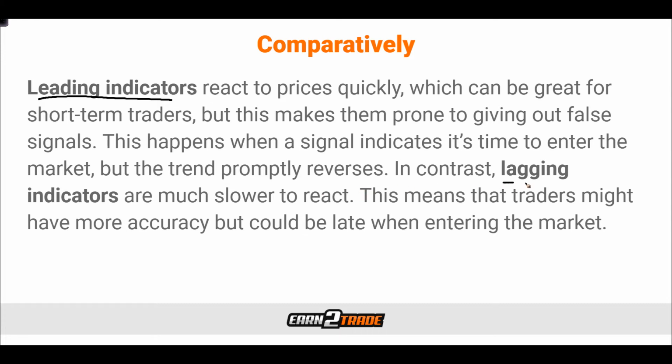In contrast, lagging indicators are much slower to react. This means that traders might have more accuracy but could be late when entering the market. So everything is a give and a take in the trading world. With the leading indicators, we have the potential to nail a perfect trade and ride the entirety of a trend. But with the lagging indicators, we have a large sample size of historical information that is being analyzed to provide us arguably a more accurate read on what is actually happening in the market, but it can cause us to jump into the position a little bit late to the party.